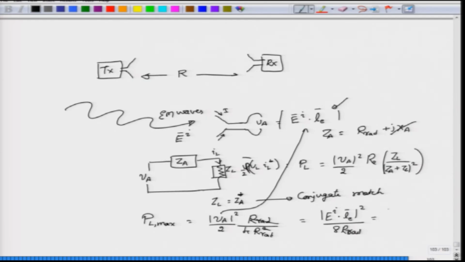And I can split this itself into magnitude of EI square times LE square, assuming that these two are oriented in the same polarization, that is to say the incident electric field and the vector effective length are oriented in the same direction, so that you get maximum power. Then you have this as the expression for the max power that can be delivered by the antenna to the load terminals, okay.